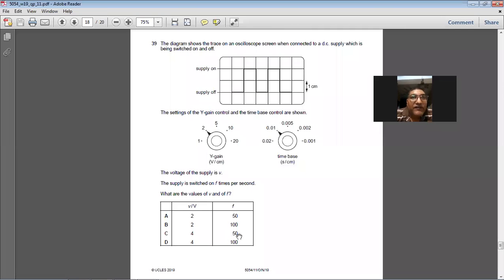4 volts and 50 hertz. So C looks the right option, sir. Voltage is 4 volts and the frequency is 50 hertz. I hope you have understood that from this graph we were able to tell the time period, and from the time period I was able to calculate the frequency. A little bit tricky question.